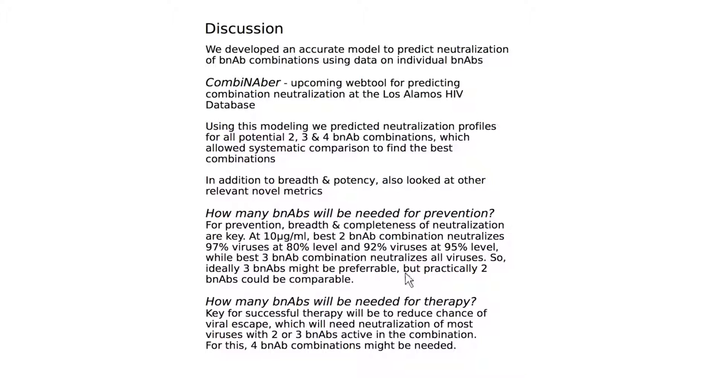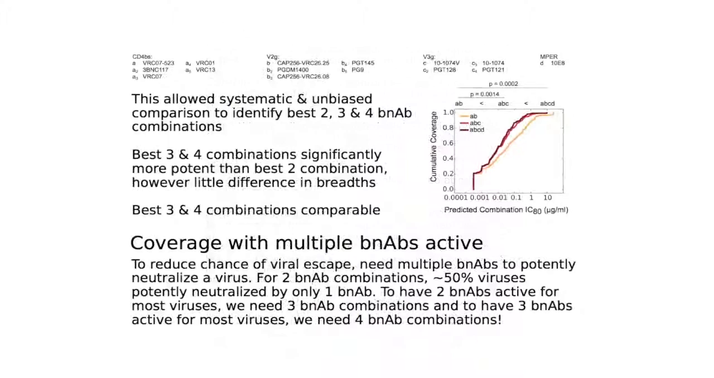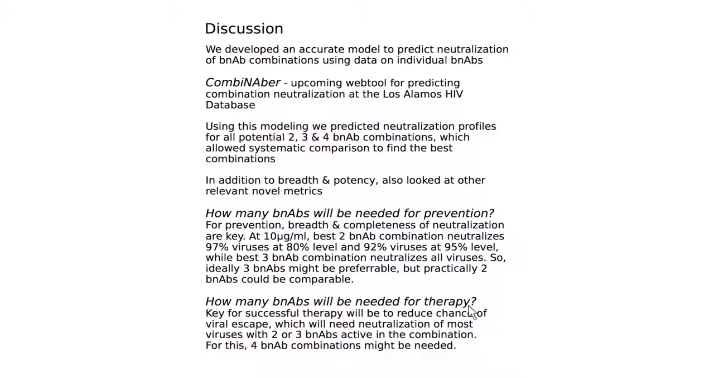But practically speaking, 2 antibody combinations could also be comparable, and in particular, the one which we identified, CAP256.VRC.26.25 plus VRC07523LS, might be a very good compromise. So next, how many bNAbs will be needed for therapy? Key for successful therapy will be to reduce the chance of viral escape. To achieve this, we will need neutralization of most viruses with 2 or 3 bNAbs active in the combination. For this, we have seen that 4 bNAb combinations offer significantly higher coverage than our best 2 and 3 bNAb combinations, and therefore for successful therapy, we predict 4 bNAb combinations might be needed.